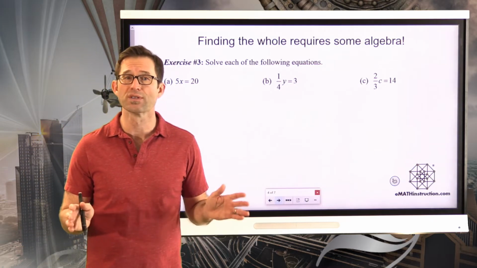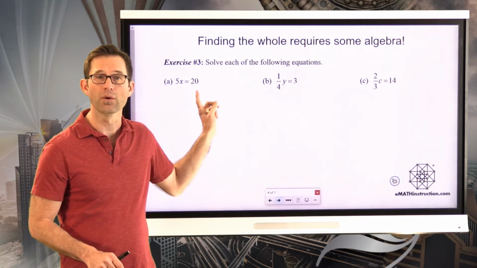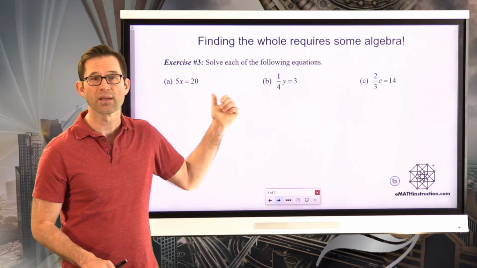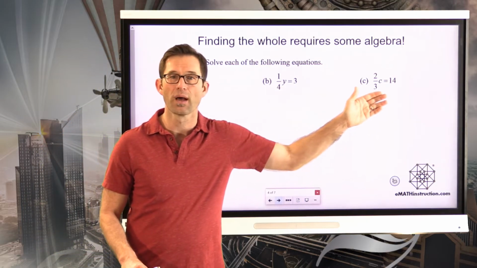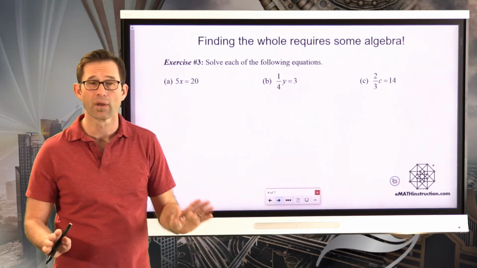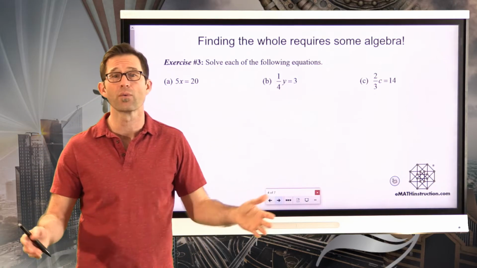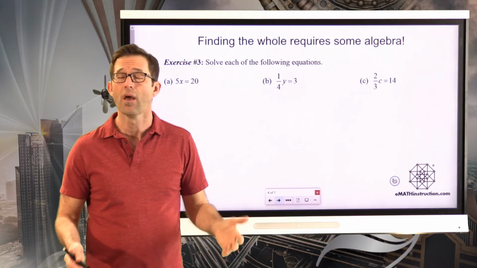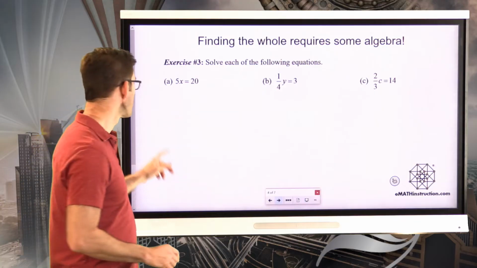Each one of these equations has the same form, which is there's a number multiplying the variable equal to another number. 5 times x equals 20, 1/4 times y equals 3, 2/3 times c equals 14. All right, now you might be like, oh, why with the fractions? Except almost everything we're doing right now is fractions. So let's talk about each one of these sort of together. Letter A is a piece of cake, right?